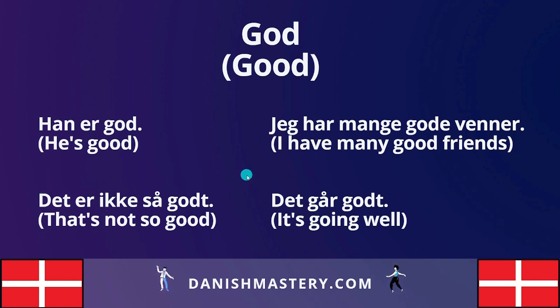Det er ikke så godt. That's not so good. Now you notice there's a difference here. This is go and this is got. I have to put a T when it's det, right? Because in Danish you have two kinds of nouns. You have en nouns and et nouns. And with personal pronouns, it's without a T, right? The adjective. So, han er god. But here you have det, and when you have det, you gotta have T to the adjective. Det er ikke så godt.